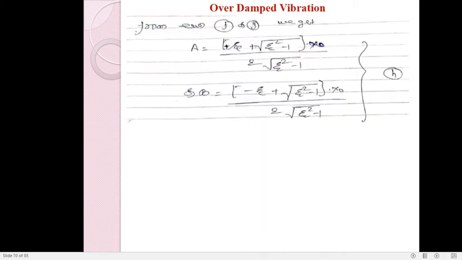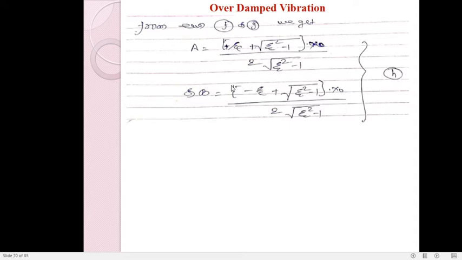From equations F and G we can write for a and b: a is equal to xi plus square root of xi square minus 1 upon 2 into square root of xi square minus 1, into X0, and b is equal to minus xi plus square root of xi square minus 1 upon 2 into minus square root of xi square minus 1, into X0. After solving equations F and G, we get the values for a and b like this.